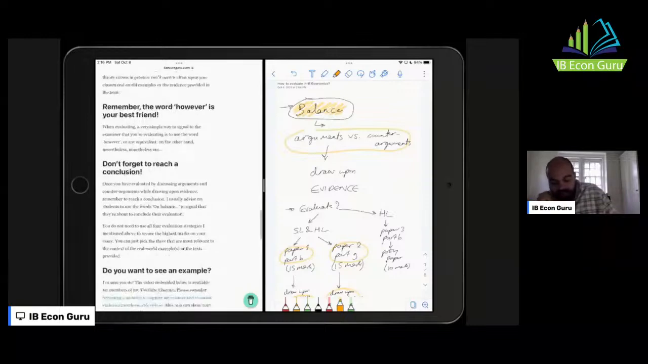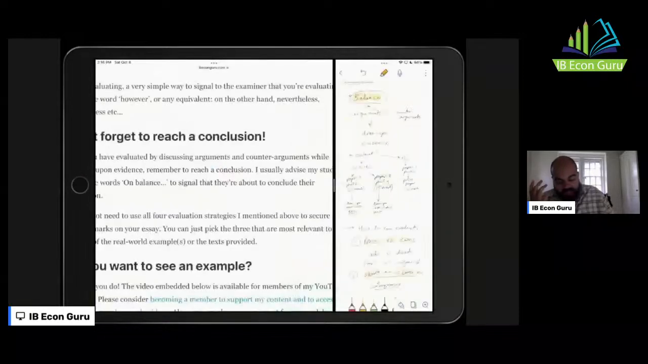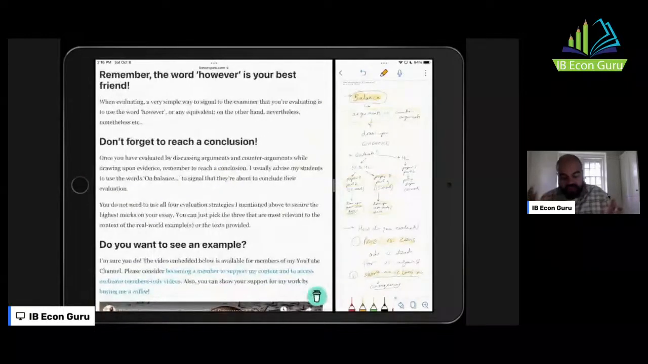Okay? Now, again, don't forget to reach a conclusion. So if you'll notice here, I say, once you have evaluated by discussing arguments and counter arguments while drawing upon evidence, remember to reach a conclusion. I usually advise my students to use the words on balance to signal that they're about to conclude their evaluation. You do not need to use all these evaluation strategies I mentioned, by the way, to secure the highest marks on your essay. Just pick the three that are most relevant to the context of the real world examples or the texts that you are using.